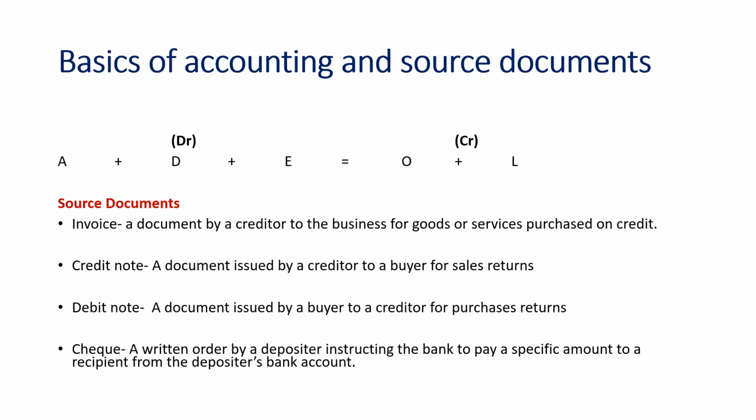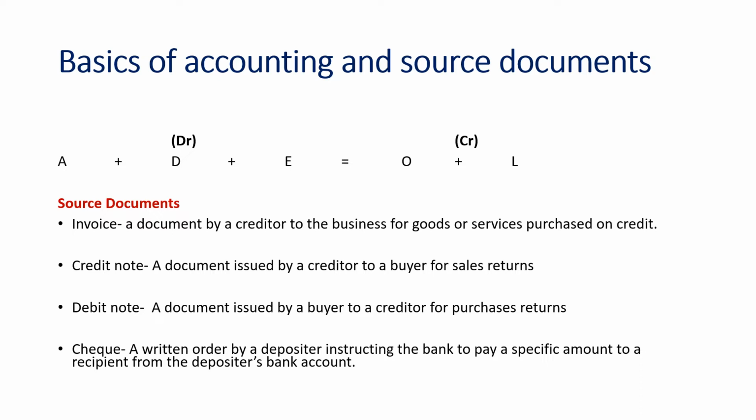Basics of accounting and source documents. The most important thing in accounting that you have to know is to be able to identify where you record your transaction, whether on the debit side or on the credit side, and the reason behind that. You have to know why you are recording on the debit side and why you are recording on the credit side. I'll be taking you through that on this slide.